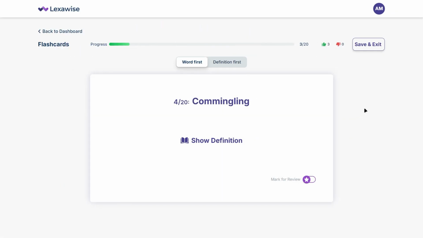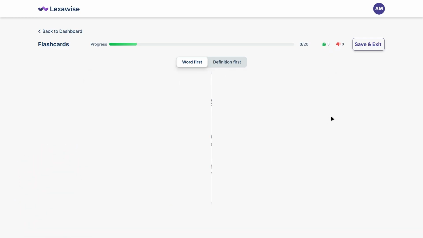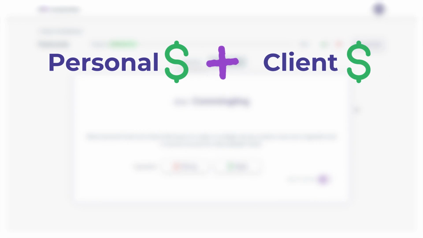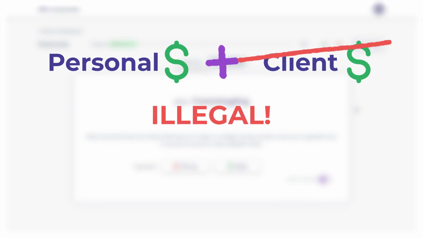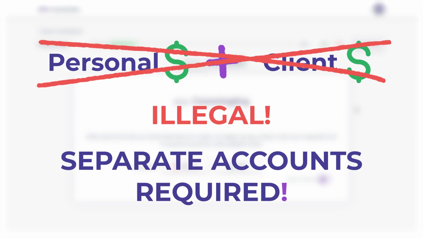You're doing great. Now here's term 4, commingling. This is illegal and can cost you your license. What does it mean? Commingling: when personal funds are mixed with those of a client. It is illegal. By law, brokers must use a separate trust or escrow account for other people's funds.